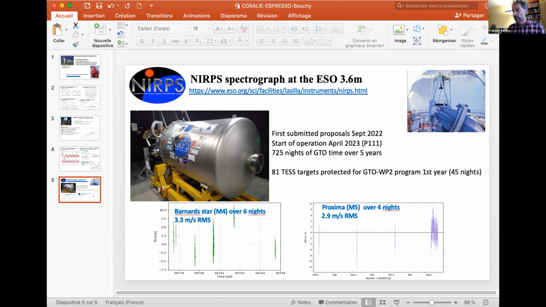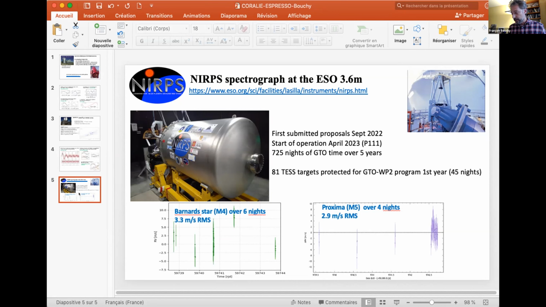So for ESO period 111, the NIRPS consortium will benefit from 725 nights over 5 years of guaranteed time. And we already protected 81 targets for work package 2, devoted to the mass characterization of transiting planets, for the first year of GTO, dedicating 45 nights to this program.